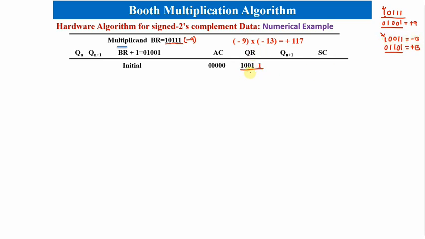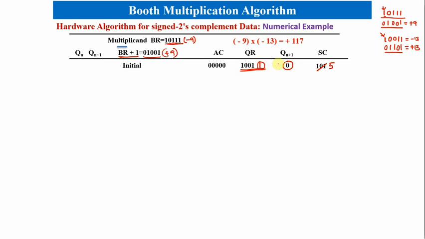So the multiplier is in the QR register, the multiplicand in the BR register, BR plus 1, the BR complement plus 1, is plus 9. Okay. And what is to be verified? Initially Qn plus 1 is 0 and the sequence count is 5. Here we can write decimal 5 also, no issue. What is the Qn bit?